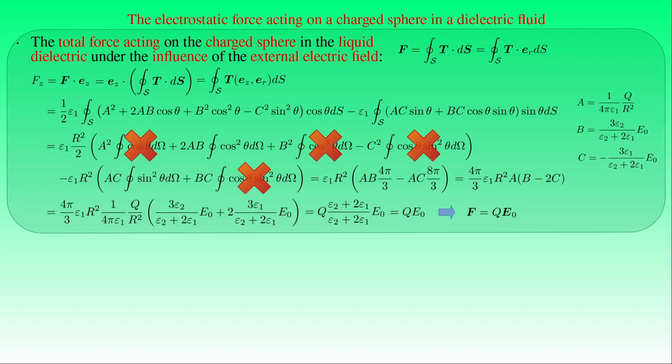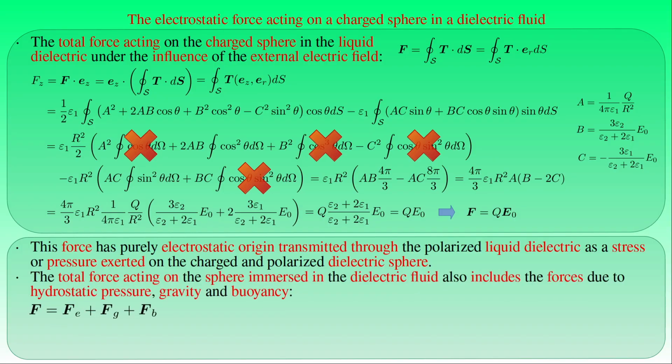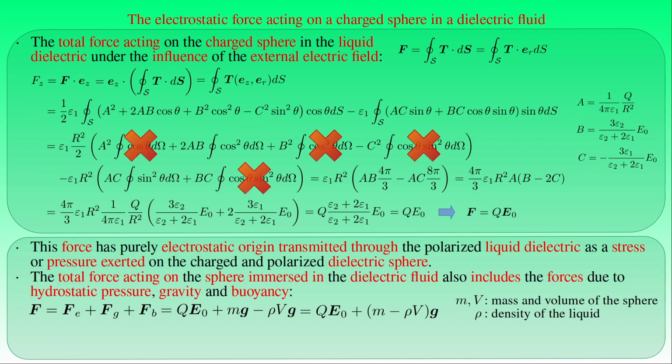The phrase mechanical forces in this statement might be somewhat misleading, since the force F acting on the charged body has a purely electrostatic origin transmitted through the polarized liquid dielectric as a stress or pressure exerted on the charged and polarized dielectric sphere. The total force acting on the sphere immersed in the dielectric fluid also includes the forces due to hydrostatic pressure, gravity and buoyancy, that is the force F is given by the charge q times the field strength E naught, plus the mass m of the body times the gravitational acceleration g, minus the density ρ of the liquid times the volume v of the body times the gravitational acceleration g, or simply q times E naught plus the difference between the mass m and the density ρ times the volume v, times the gravitational acceleration g.